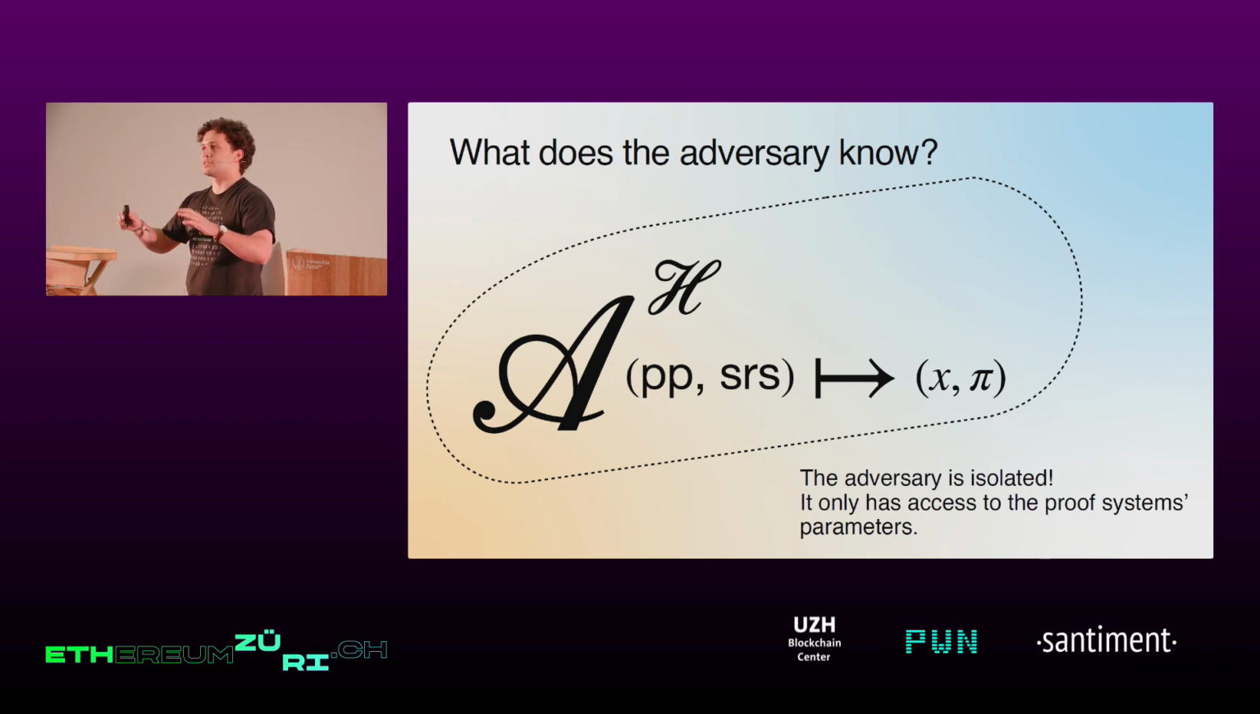OK? So what they do not tell you in this definition is what the adversary really knows. Somehow this definition assumes that the adversary is isolated. It has only access to the proof system's parameters. Is that the case in the real world?